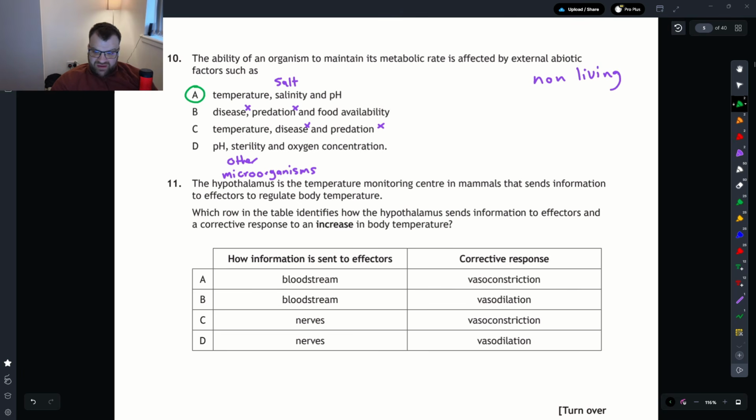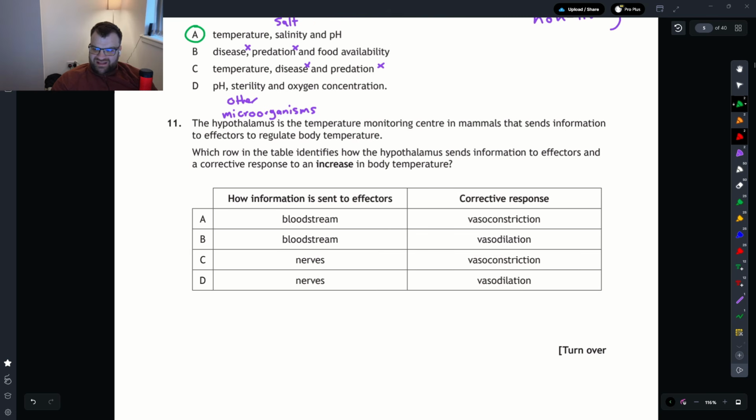That should be it. Next one, we've got an increase in body temperature. So if someone gets really warm, their blood will rush to the skin to help heat to be lost as radiation. So radiate off and cool down. Right, so how is information sent to the effectors? So the effectors are part of the nervous system. So I'm going down into these ones. So it'll pass through your sensory intermotor neurons. We want more blood to rush to the skin to cool off.